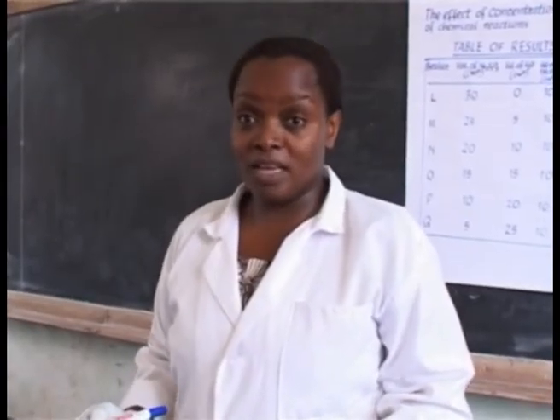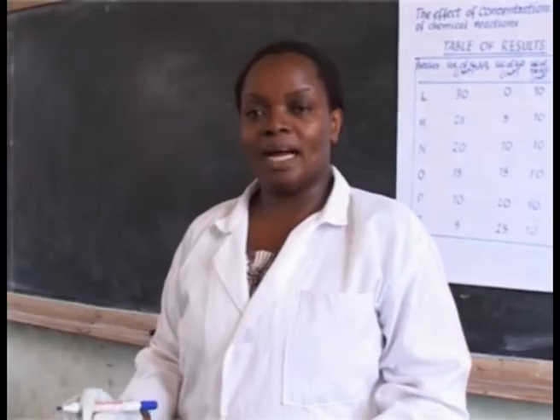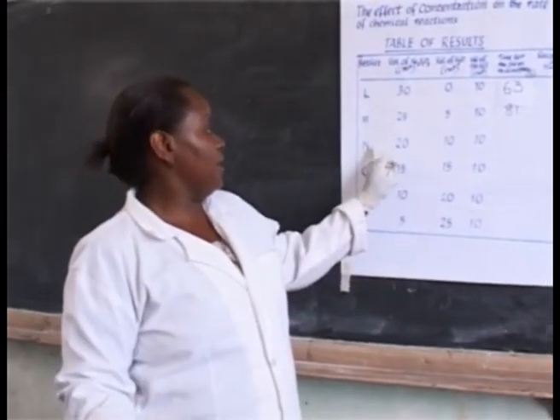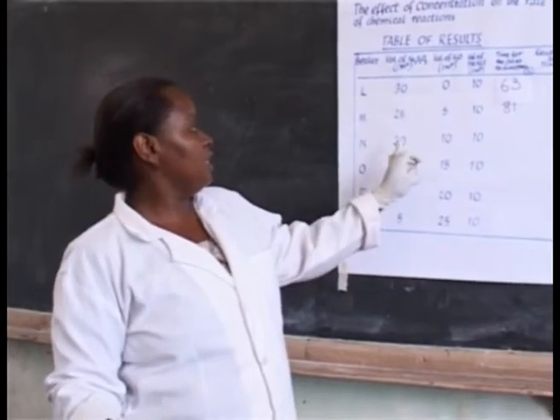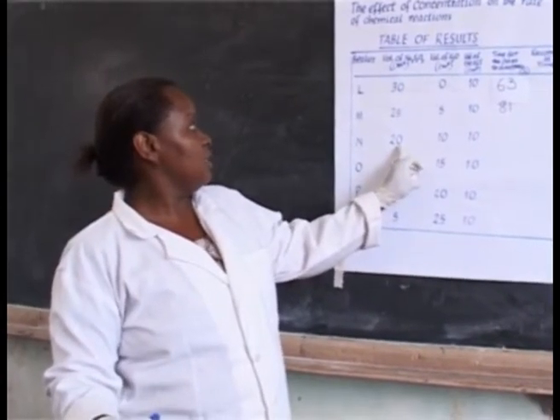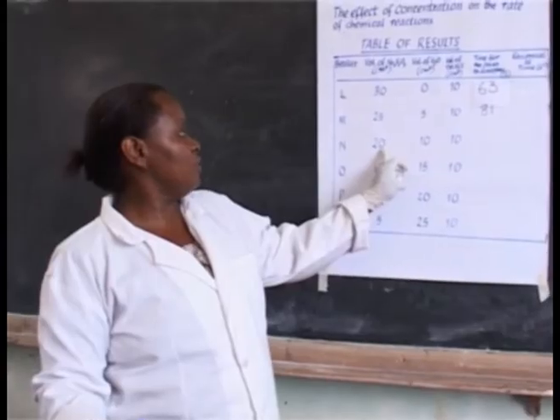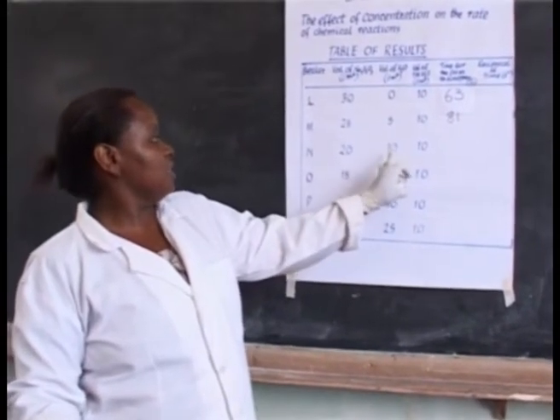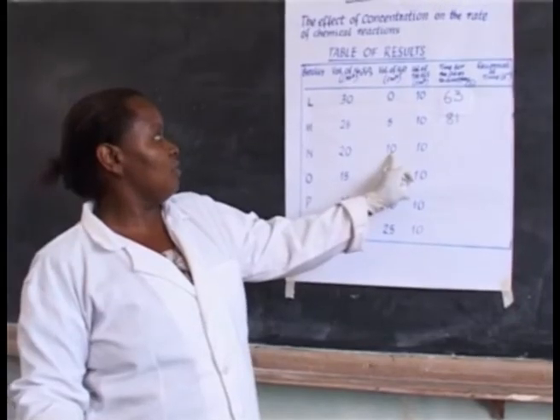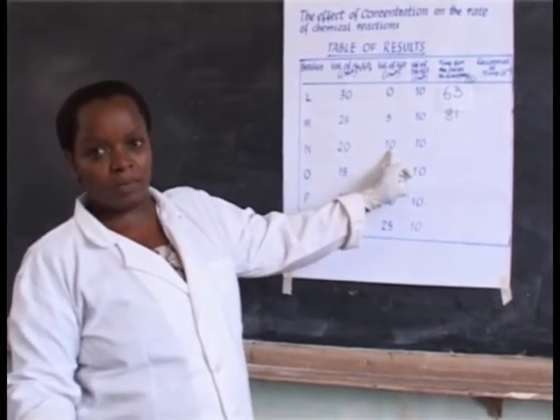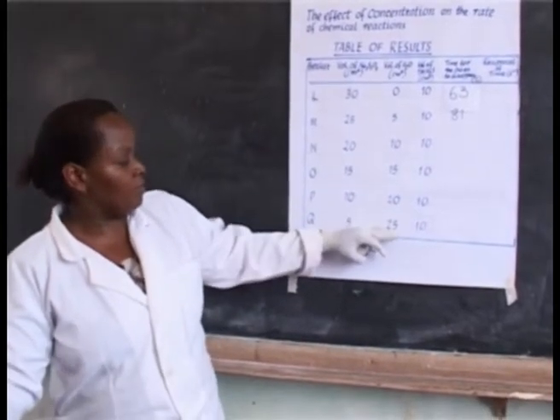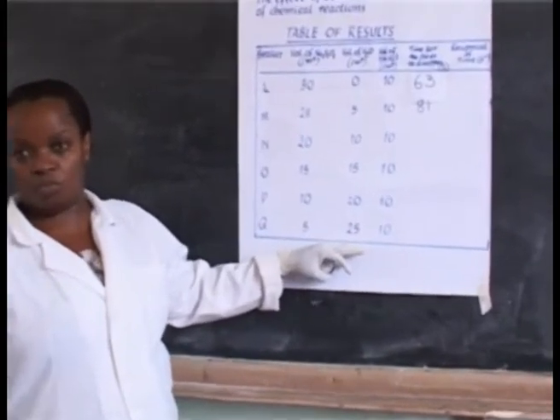Repeat the same procedure for beaker N, whereby in beaker N you will take 20 ml of sodium thiosulfate. You add 10 ml of distilled water. In beaker O, you will do the same as the table shows.